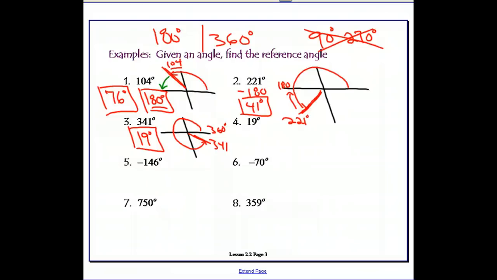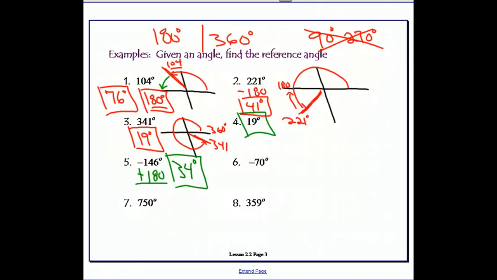All right, 19 degrees. Oh, wait. That is between 0 and 90. That is your reference angle. Good enough. Negative 146. Well, let's use 180 in our calculation. I'll add that on. And it looks like 34 degrees. So it's always between 0 and 90. Negative answers are not allowed.